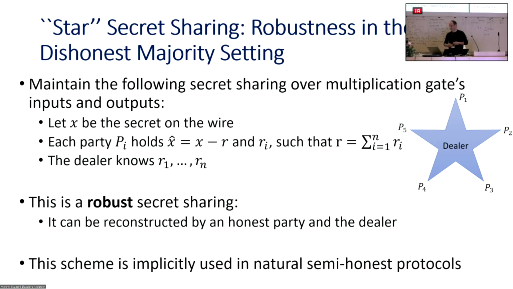And as I said before, this is used in many semi-honest protocols. For example, if we take the semi-honest protocol that uses Beaver triples, we have this invariant in the circuit independent model. We have this invariant on each input to each multiplication gate. So we have this tool. Now the question is how we can maintain this type of robustness also in the verification protocol.